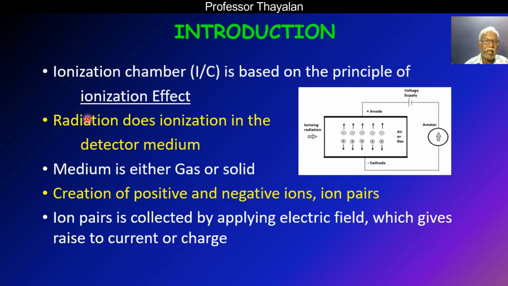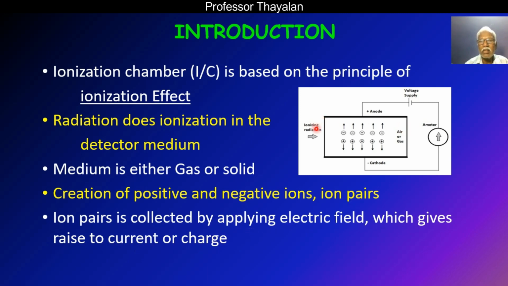That means when radiation passes through a medium, it does ionization in the medium. The medium can be a gas medium or a solid medium. An example of a gas medium is xenon gas. An example of a solid medium is semiconductor detectors. When ionization takes place, it creates positive and negative ions, which we simply call ion pairs. These ion pairs can be collected by applying an electric field so that one can measure the current as well as charge in the system.